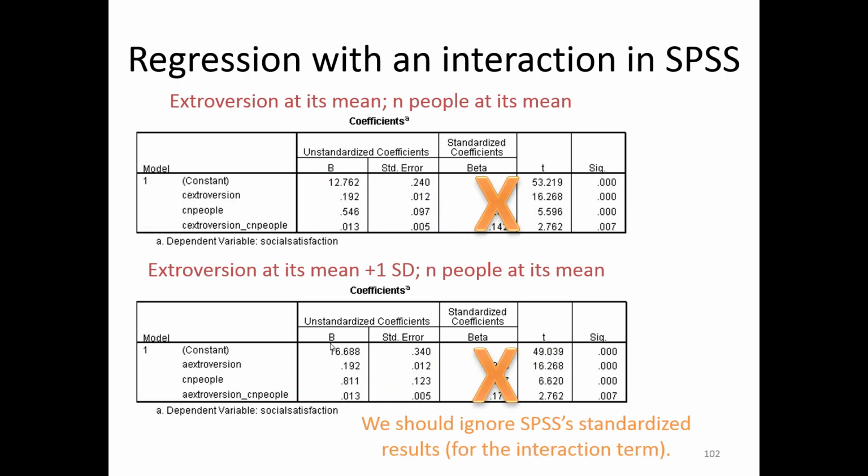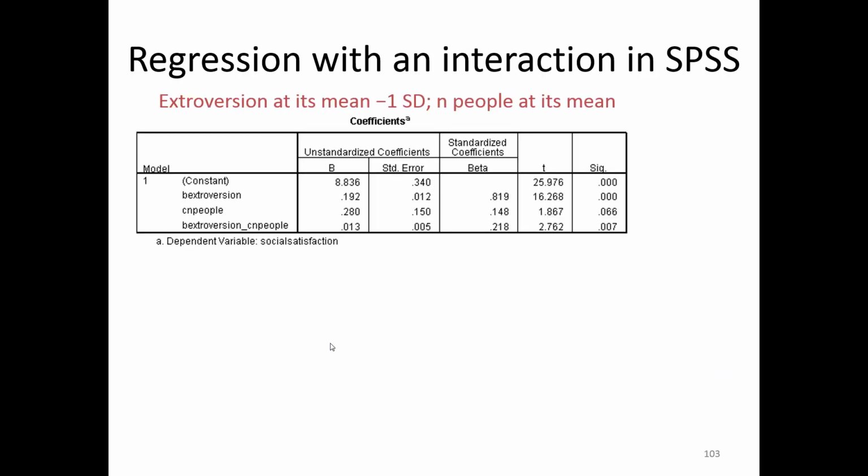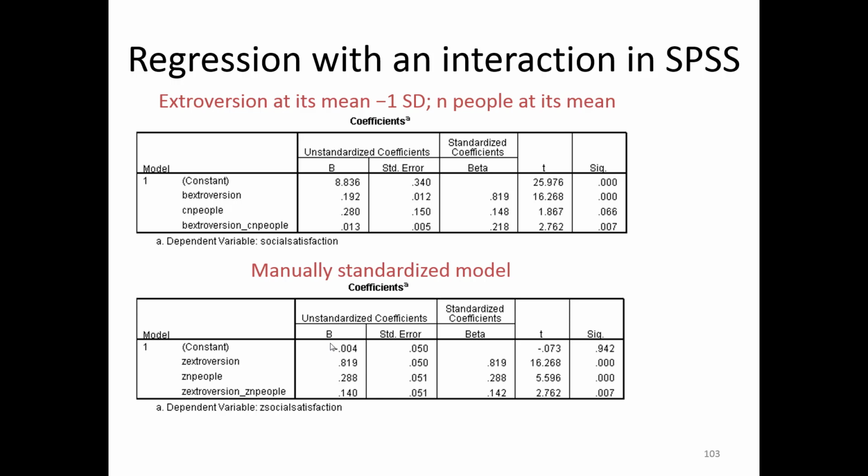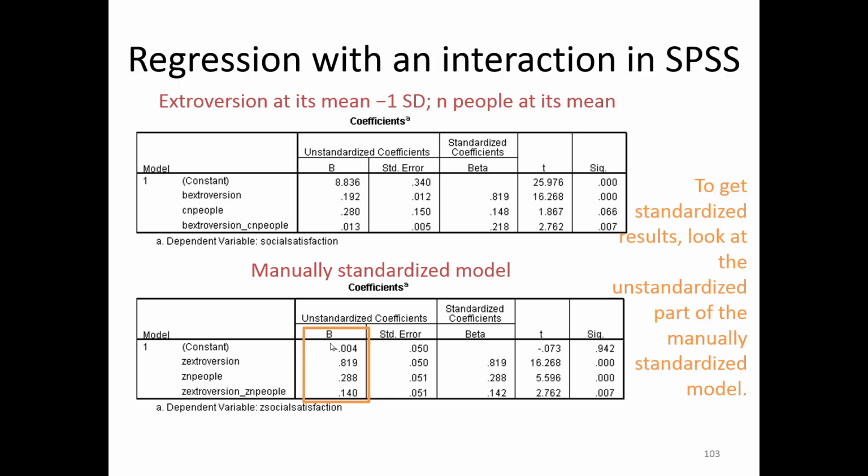Okay, standardized coefficients, we don't want to look at those. We'll look at those when we do just the standardized model. Here's the model with extroversion at its mean minus 1 standard deviation. And then here's the manually standardized model. Up here we can see, we already looked at this, a much weaker effect of number of people talked to in predicting satisfaction with social life at a low value of extroversion. To get the standardized results, we look at the unstandardized part of the manually standardized model. This gives us, say, the standardized effect for the interaction term. So don't look at those standardized coefficients.